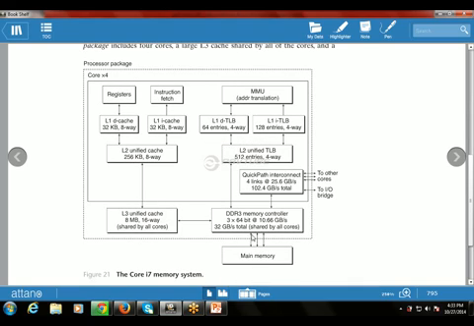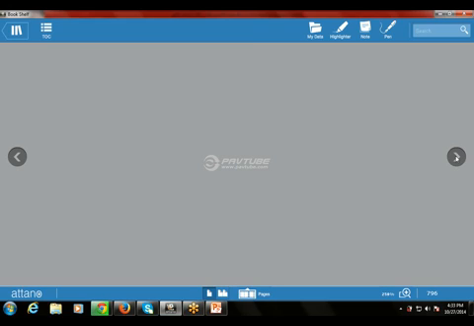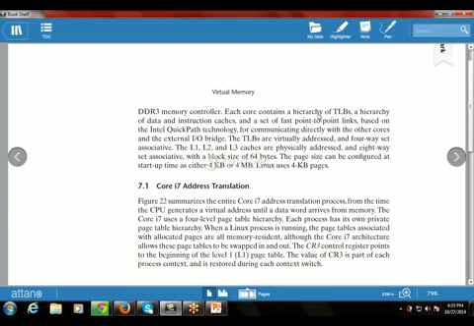This is the diagram that shows how the i7 processor is used, and that can be shared by using the main memory. Each core contains a hierarchy of TLBs. That is, each core, meaning each part of the i7, contains a hierarchy of the TLB, that is a translation lookaside buffer, a hierarchy of data and instruction caches, and a set of fast point-to-point links.